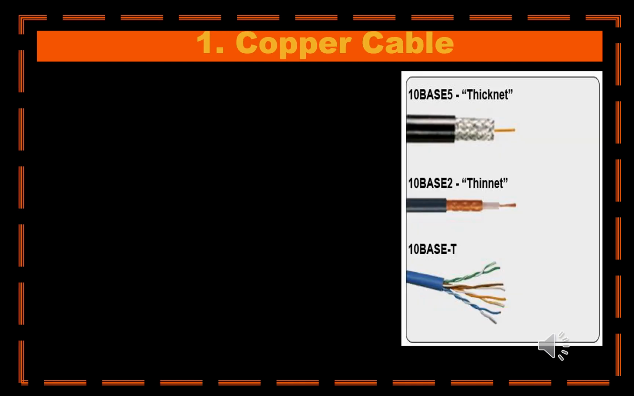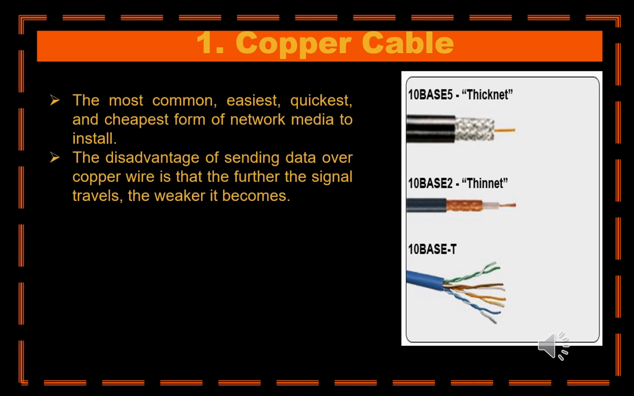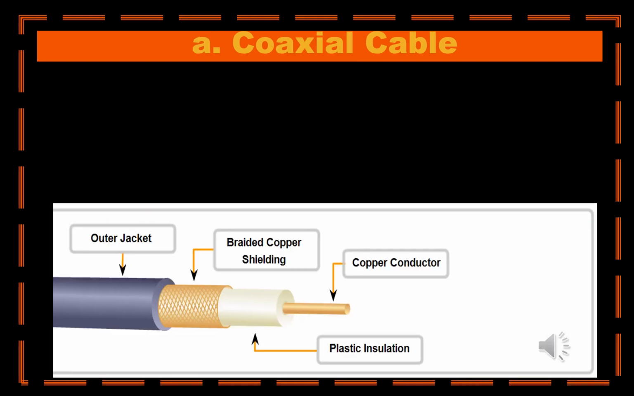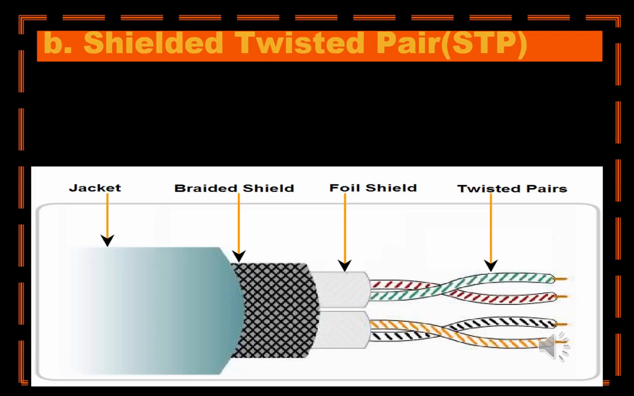See here, this is the copper cable we are going to use. First one is thick net, second one is thin net, and third one is 10 base T wire. And the next one is coaxial cable. It has an outer jacket, then a braided copper shielding, then a copper conductor, and then plastic insulation. It can be run over longer distances than twisted pair cable.